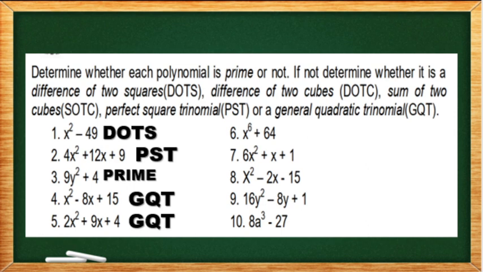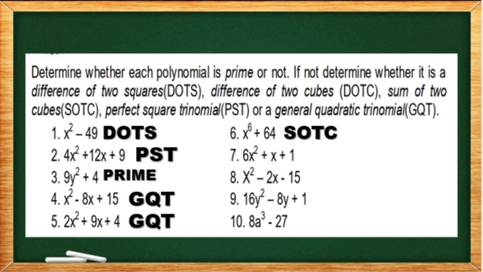Number 6. X raised to 6 plus 64. Binomial and sum. Ang pwede lang sa kanya, SOTC. Applicable nga ba talaga? We need to check if they are perfect cube. X6, the exponent 6 is divisible by 3, correct? 64, the cube root of 64 is 4. So therefore, SOTC siya.